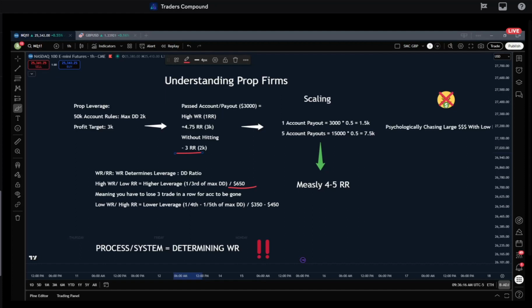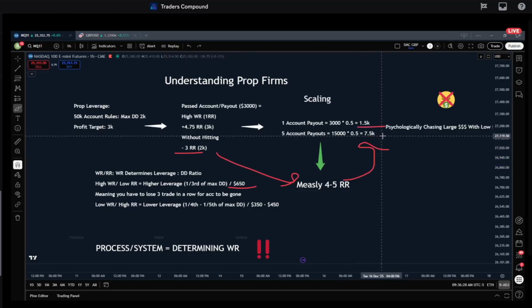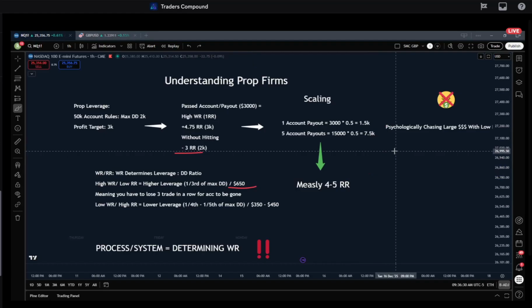You have to define what your risk is for that to make sense, right? We'll talk about this a little bit later, but a measly 4 to 5 risk to reward, which is very, very standard return for the model that I trade when we talk about scaling and pairing proper risk with that, generates incredible returns, right? But why is this the way it is? Well, again, it's based around max drawdown.